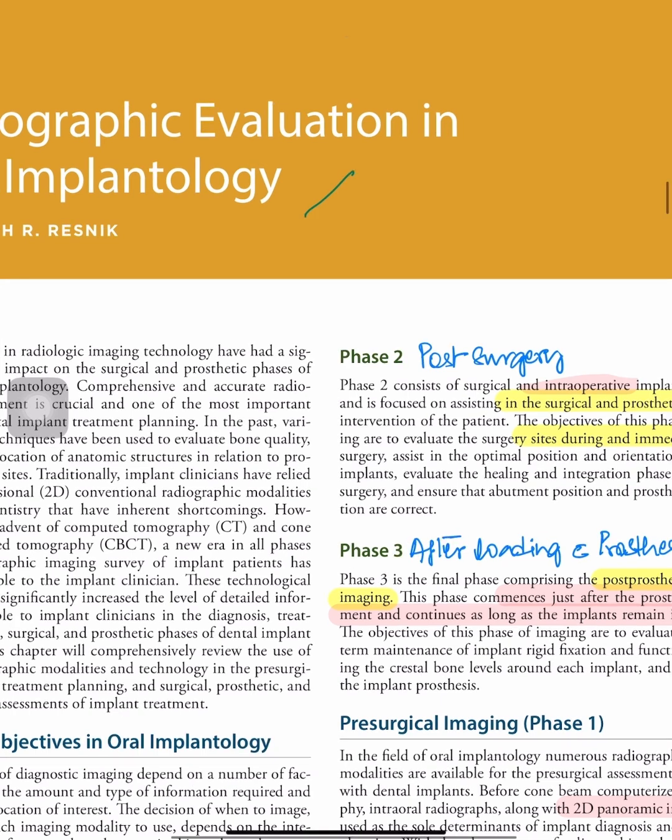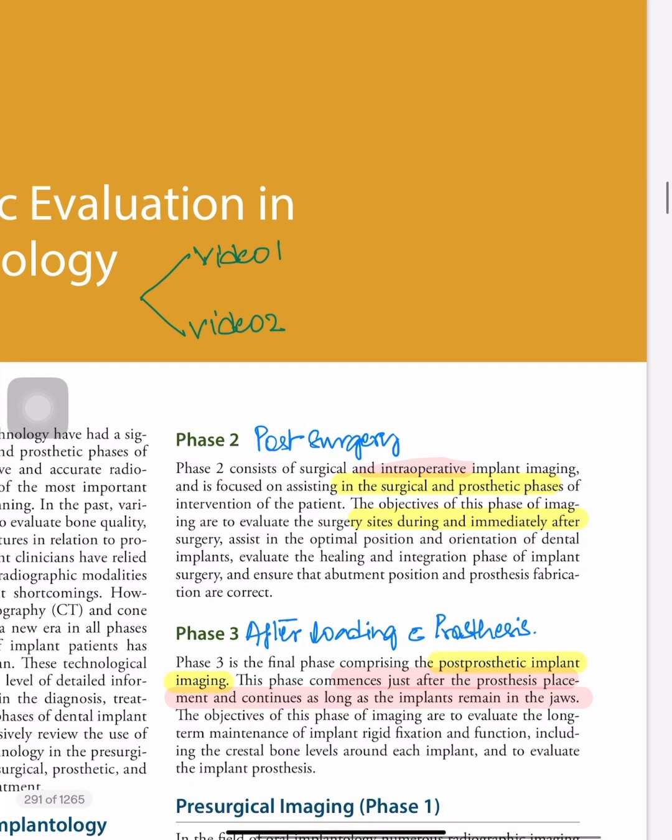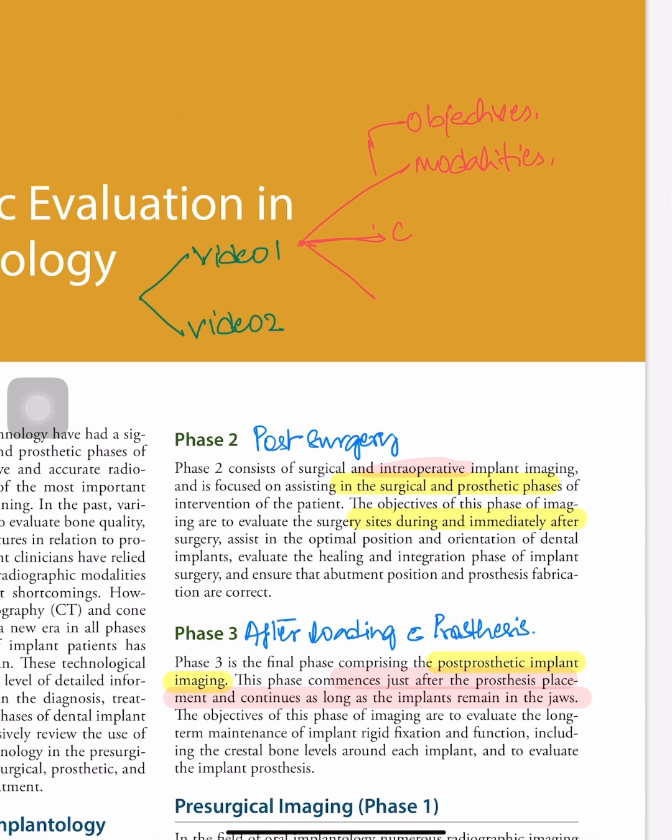So basically we are dividing the video into two parts, video 1 and video 2. In video 1 we are discussing more of the modalities, objectives, a little bit in detail about cone beam CT, and certain artifacts. So that would be part 1 of the video.